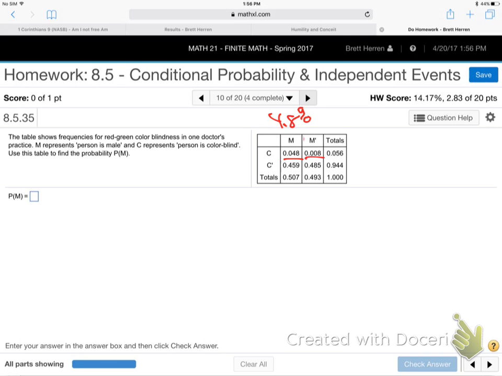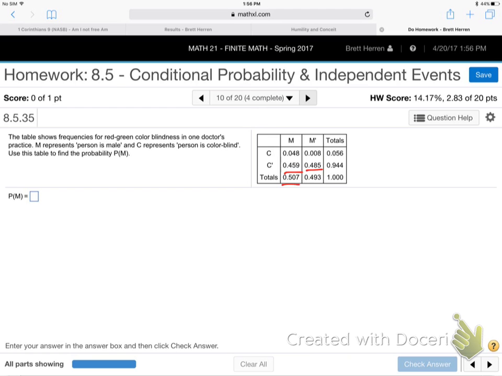Okay, what is this 0.008? It's 0.8%, and what is it? M with a little mark. See the little mark there? That means not. Remember, the single quote mark, the complement mark. It means not M. They're not male, so they're female. They're females, and they're colorblind. Colorblind females. And then this 0.459, not colorblind males, right? The C complement. And then this 48.5% are not colorblind females.